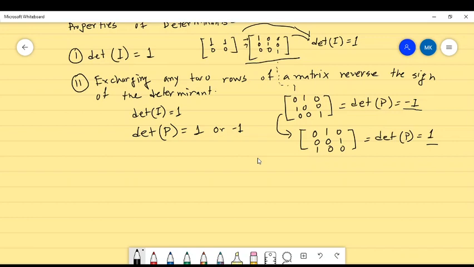So our property 3 is all about linear combinations.